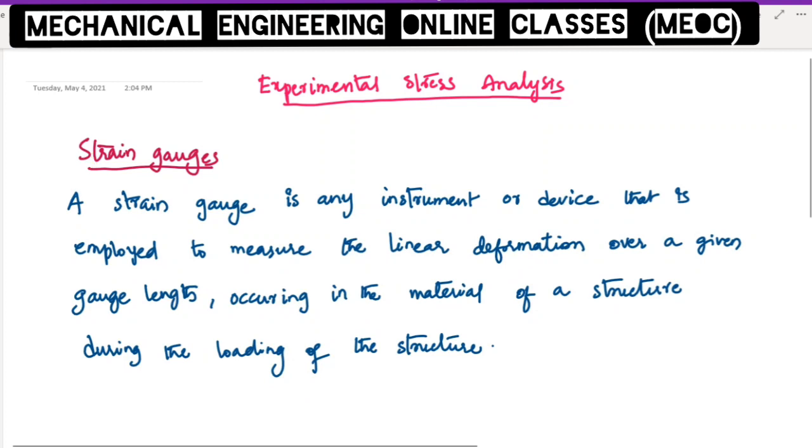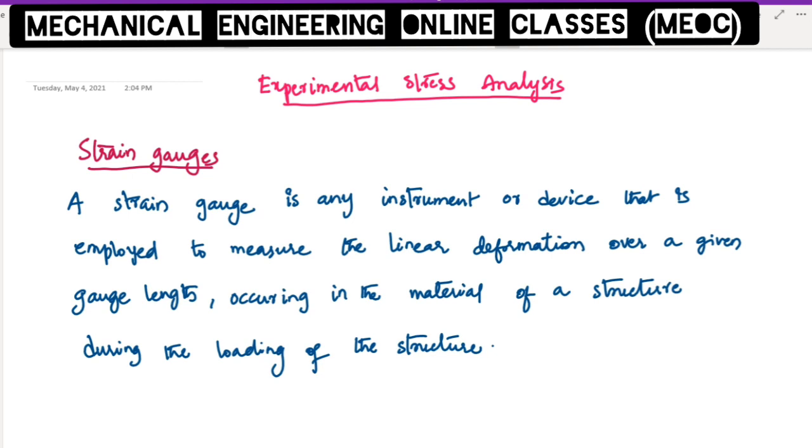In experimental stress analysis, let us first discuss what strain gauges are. A strain gauge, by definition, is any instrument or device that is employed to measure the linear deformation over a given gauge length occurring in the material of a structure during the loading condition.